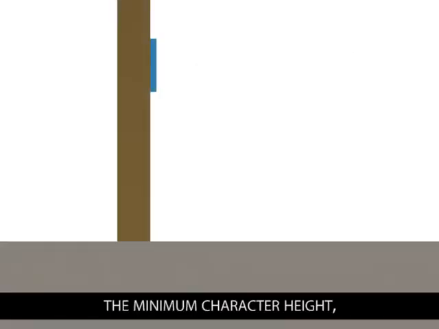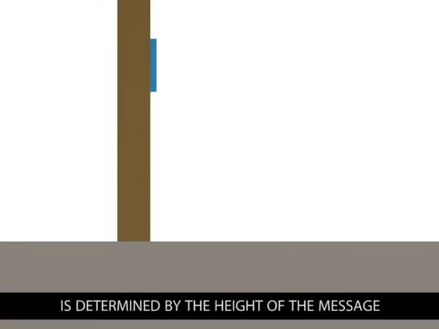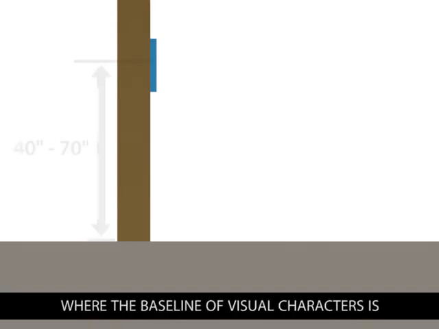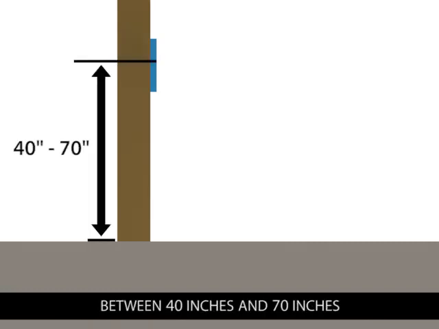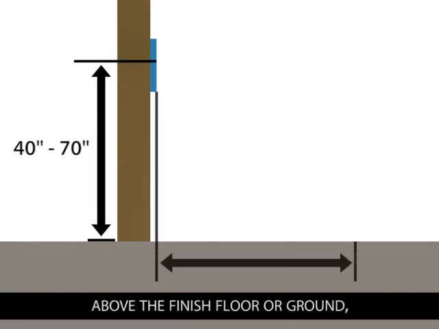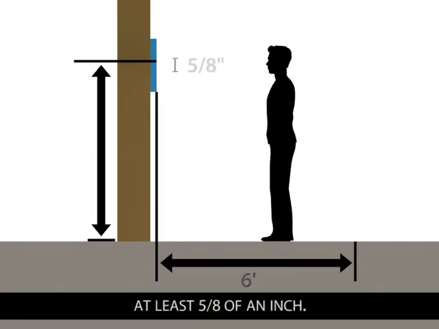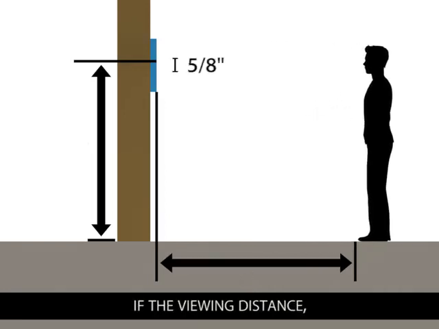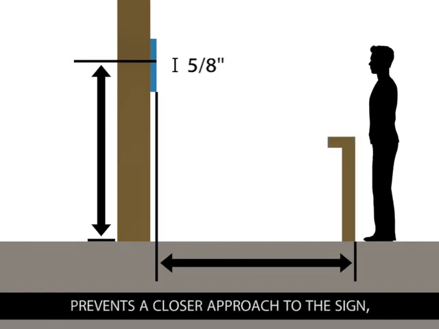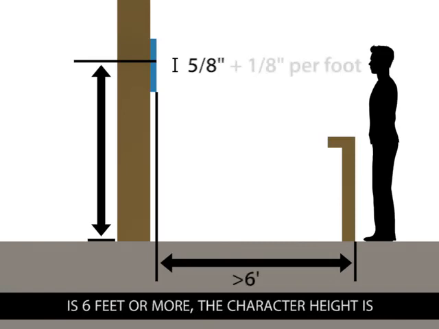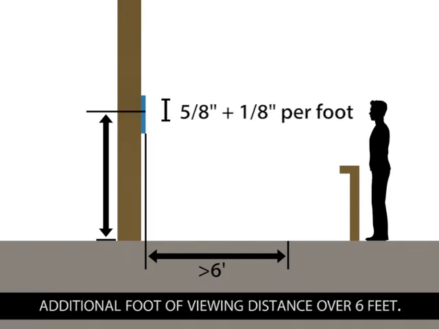The minimum character height, which is based on the uppercase letter I, is determined by the height of the message on the sign and the viewing distance, where the baseline of visual characters is between 40 inches and 70 inches above the finished floor or ground, and the horizontal viewing distance is under 6 feet. The character height must be at least 5/8 of an inch. If the viewing distance, as determined by any fixed obstruction that prevents a closer approach to the sign, is 6 feet or more, the character height is increased 1/8 of an inch for every additional foot of viewing distance over 6 feet.